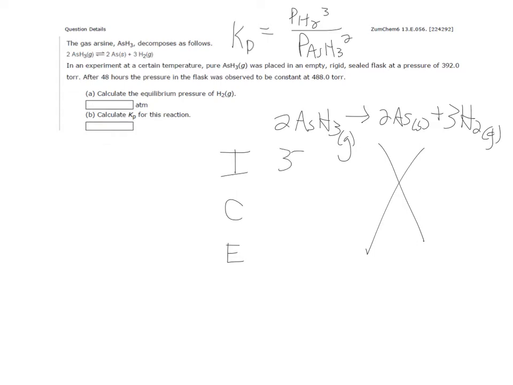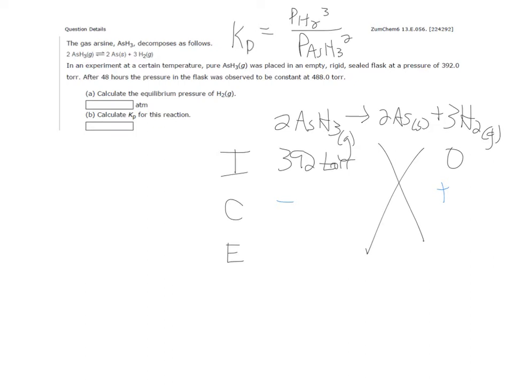Let's start by listing the initial pressure that they had told us, 392 torr for AsH3, and it was placed in an empty container, so the initial pressure of H2 was 0. Now, without having to actually calculate Q and make the comparison to K, we can always assume that if there's a 0 in the initial line of an ICE table, the shift will be toward the side with the 0. In this case, that's toward the side with the hydrogen. So I'm going to put a plus in the change line of the ICE table under hydrogen, and a minus on the other side, the side with AsH3.